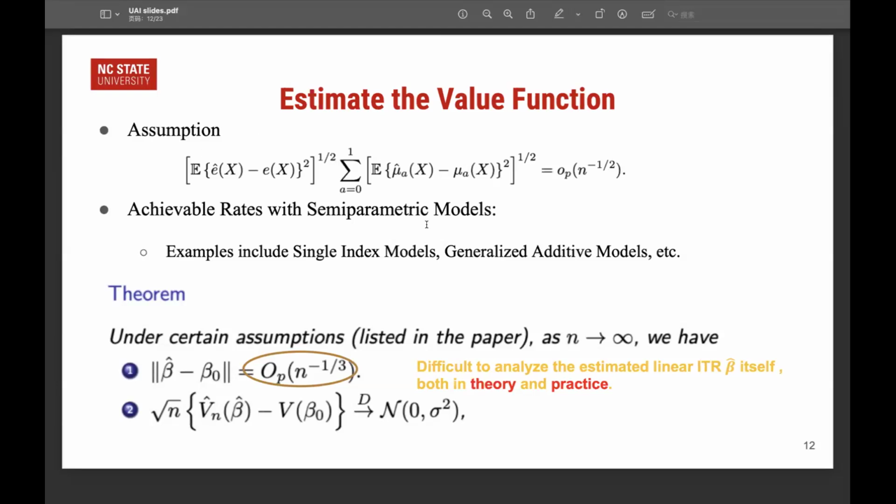Based on this assumption and also other assumptions listed in the paper, we have this theorem. First, beta hat converges to the true value beta 0 at a cube root rate. And then the AIPW estimator is asymptotically normal. This normality is good, but a question arises based on the cube root rate. This cube root rate makes it difficult to analyze beta hat itself, both in theory and in practice. And we will solve them one by one.